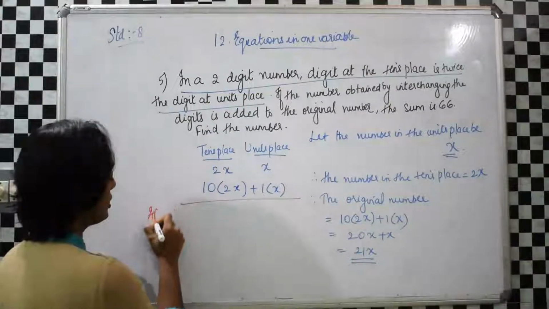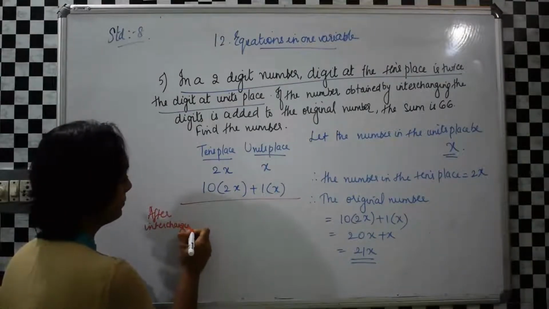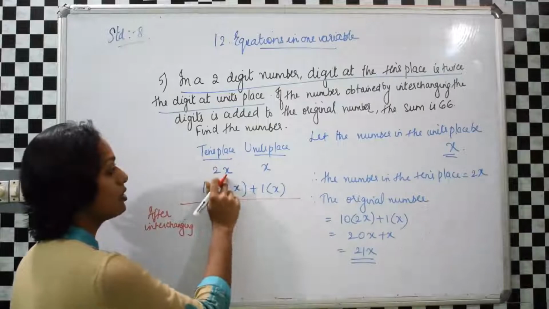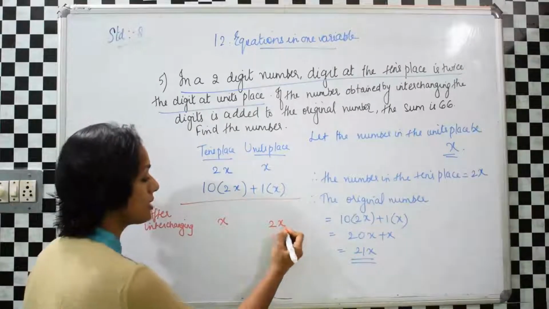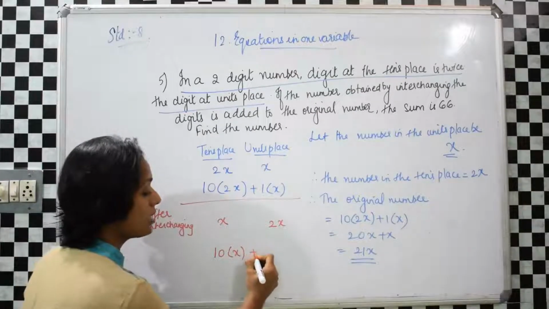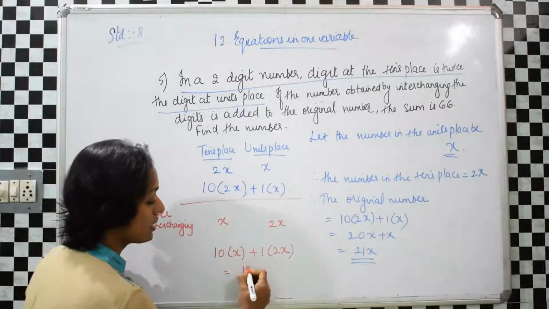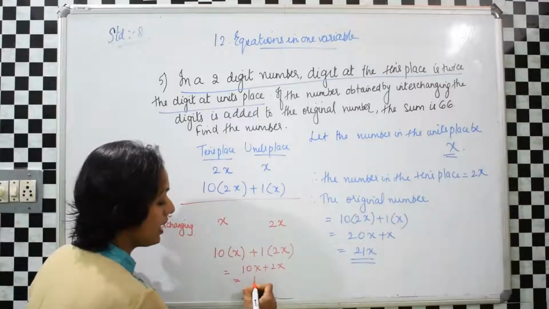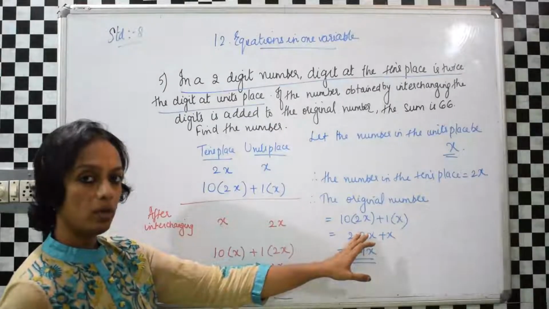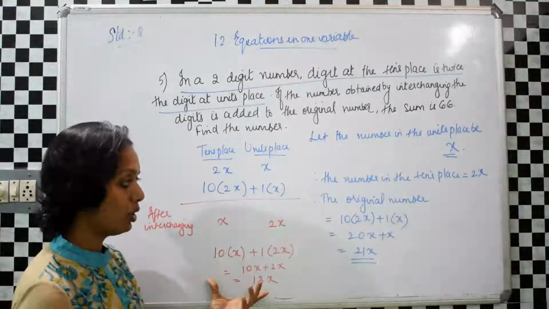So after interchanging, this x will come to the tens place and this number which was in the tens place will go to the units place. Now what will be the new number? Again 10 into x plus 1 into 2x. So your new number will be 10x plus 2x, that's equal to 12x. Now the way we have written here in words for this part, we have to write in words like this for this part also. I hope you have copied this.